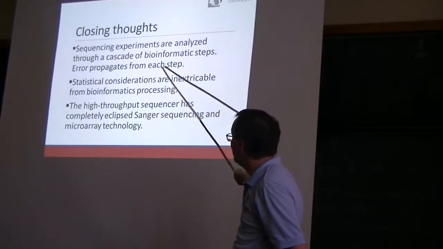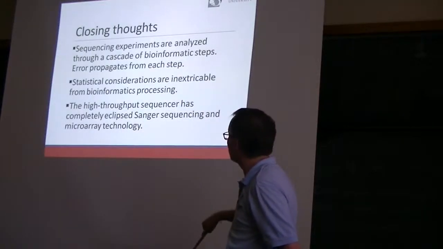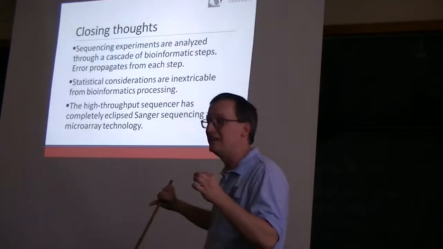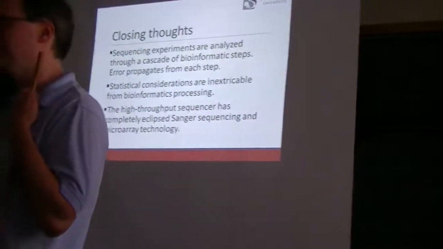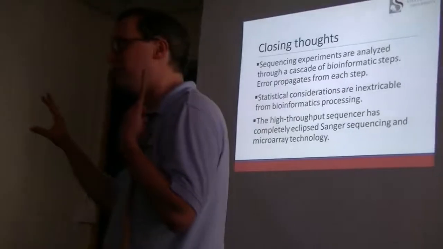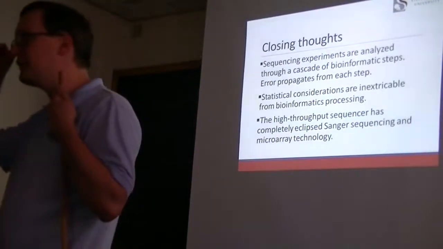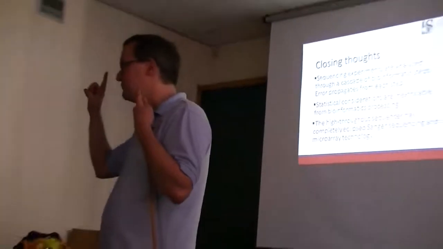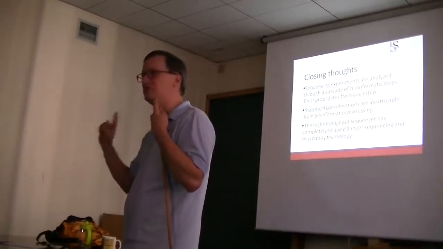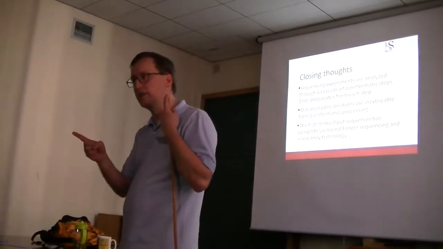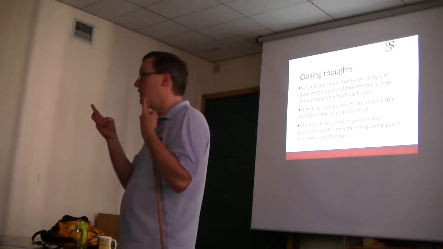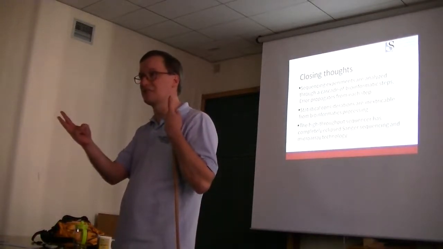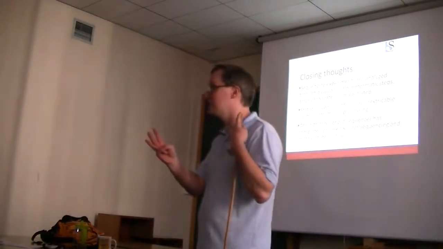In total, I think we have to note that sequencing experiments are analyzed through a cascade of bioinformatics steps. Error propagates from each step. This is a closing thought rather than a conclusion, right? But think about all the things that need to go right for us to make sense of high-throughput sequencing data. Base calling needs to have gone well. We need to be able to do our mapping successfully. We need to be able to call variants successfully. These are all very complex steps.